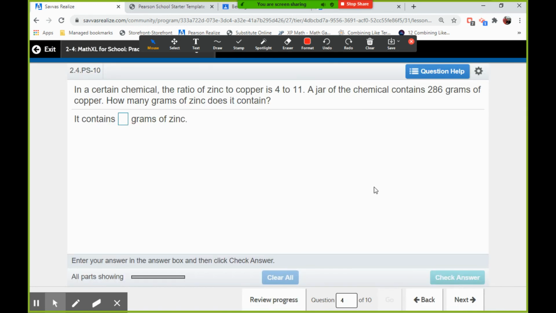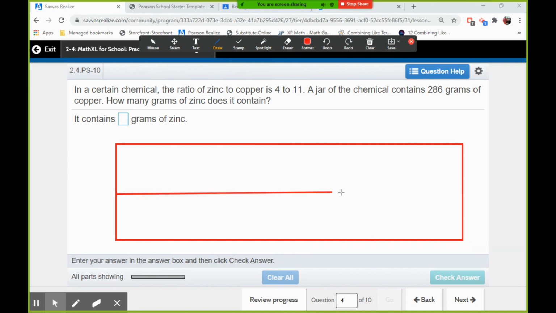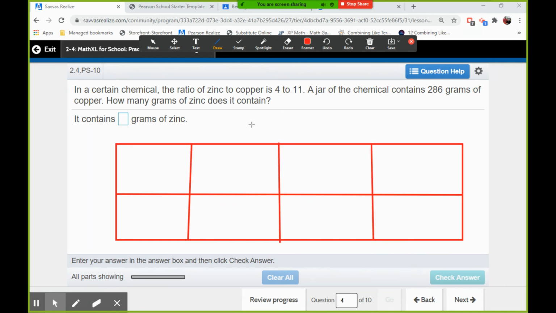In a certain chemical, the ratio of zinc to copper is 4:11. A jar of the chemical contains this many grams of copper. How many grams of zinc does it contain? This is just the same thing we've been doing. This is a unit rate. We're going to build a unit rate and we're going to put in the information that we have and then we're going to solve it.